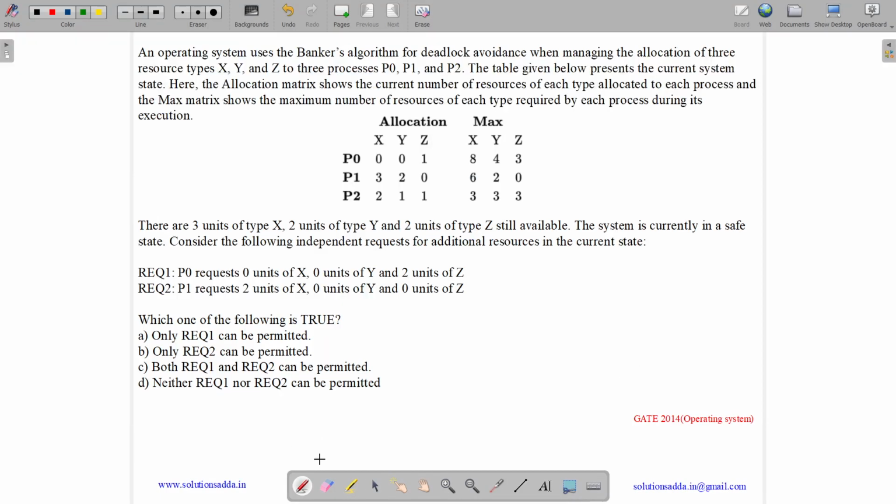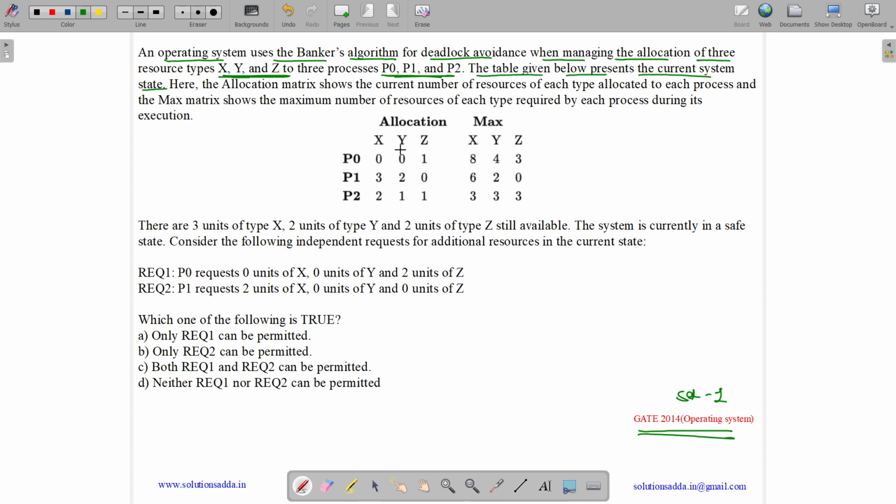This question belongs to the operating system subject and was asked in GATE CSE 2014 SET-1. So the question states, an operating system uses Banker's algorithm for deadlock avoidance when managing the allocation of three resource types X, Y and Z. So we have three resources X, Y and Z and three processes P0, P1 and P2. The table given below represents the current system state.